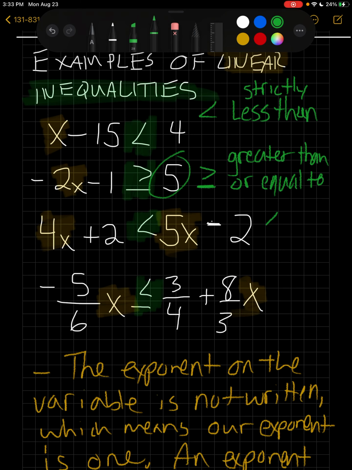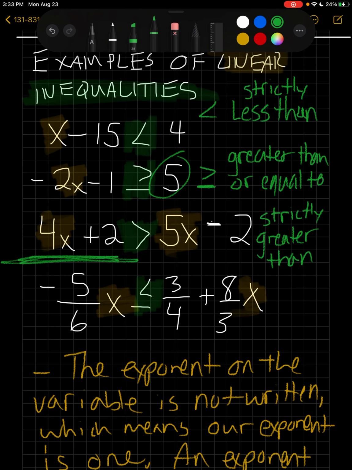Oh, we already did strictly less than. You know what? Let's go ahead and change this. Sorry for your notes. But let's change it so that we can talk about this symbol here. So this symbol here is strictly greater than. That strictly means it can't be equal. It has to be larger. So what this is telling us is that 4x plus 2 is strictly greater than 5x minus 2.